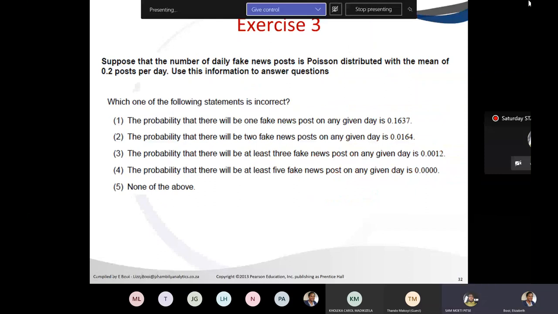So you need to go find all the probabilities. The first one, 1 fake, 2 fake, at least 3, at least 4. The first one will be the probability of x equal to 1. The second one you need to calculate is the probability that x equals 2. And the third one is the probability that x is greater than or equal to 3. And you can continue. When you're done, just to gauge how many people are done, say done, so that I can know how many are done with the question.